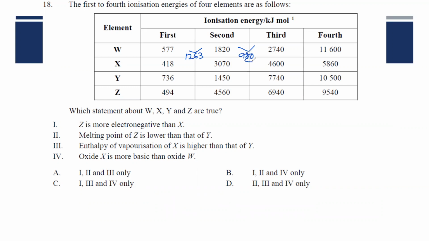Sorry, 920. Then 27640 minus off by 1160, it should be 8,000 plus. So in other words, W is from group 13.